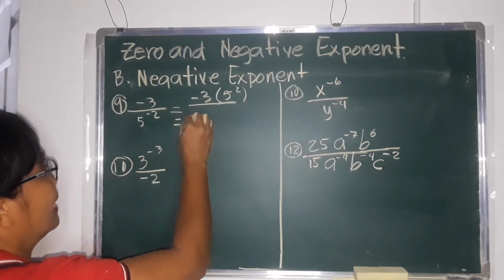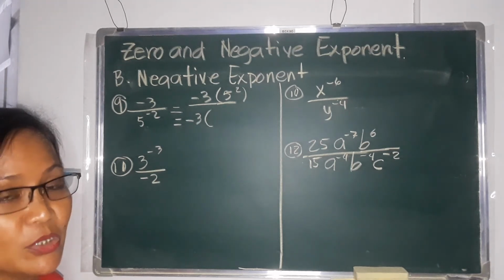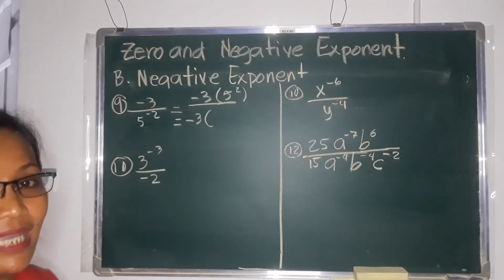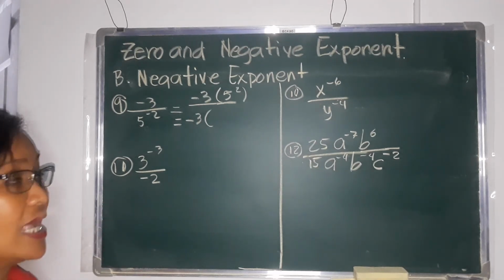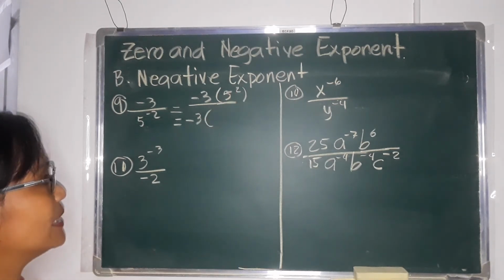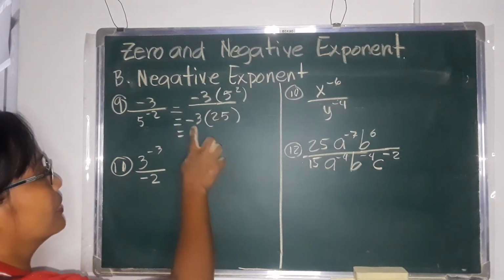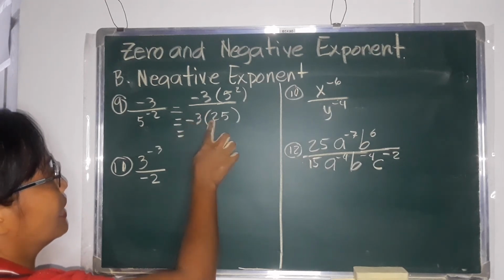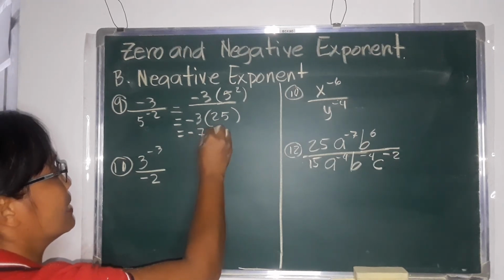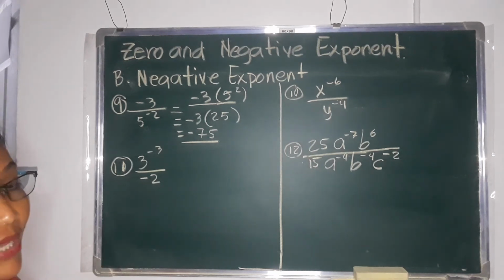Next step, negative 3 multiplied by, do first the exponent. Remember the PEMDAS, order of operation. So parenthesis, exponent, and then multiplication, division, addition, and subtraction. So we will do first the exponent. So 5 squared, we have 25. And then we're going to multiply the sign first. Negative times positive is negative. 3 times 25, we have 75. So our final answer is negative 75.